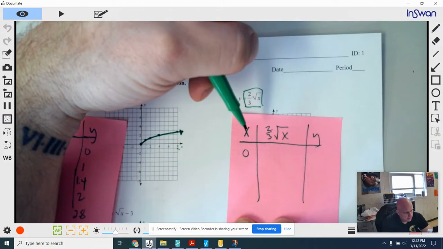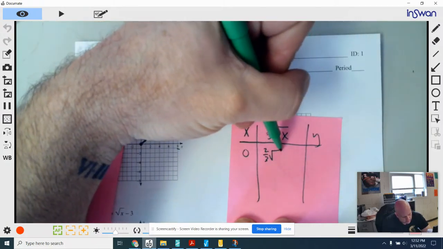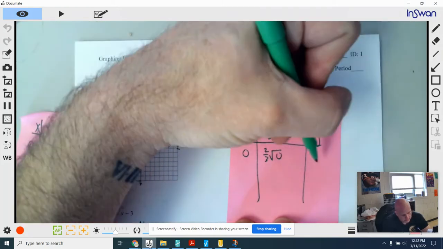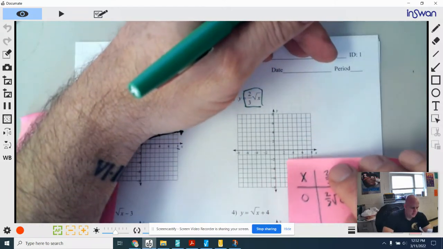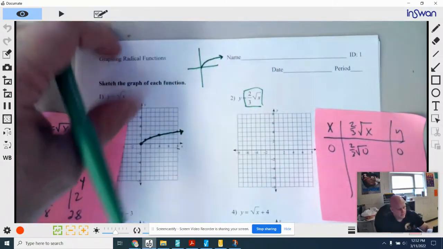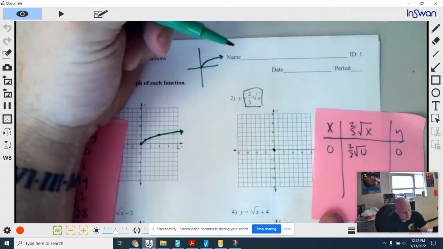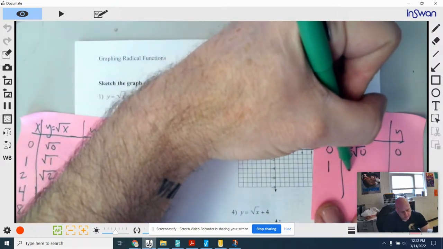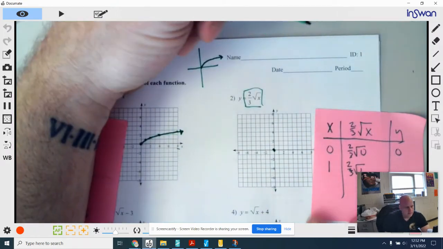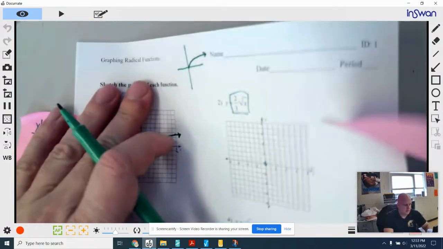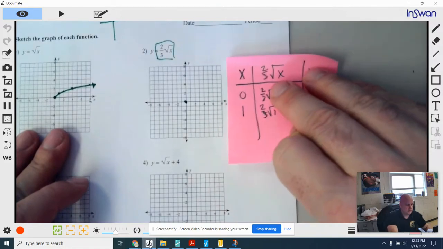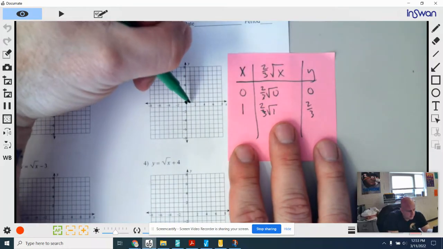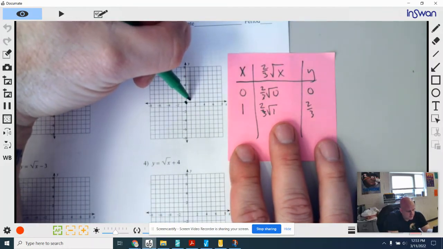So I'm thinking I could definitely use 0. 2/3 times the square root of 0. Well, the square root of 0 is 0, times 2/3, that's still 0. So I'll move it over here a little bit so I can graph these. So 0, 0 is my point. All right, if I plugged in 1, so I have 2/3 times the square root of 1. The square root of 1 we know is 1, times 2/3, you get 2/3. So I plugged in 1 and I got 2/3, so I'll try to plot that point about so.